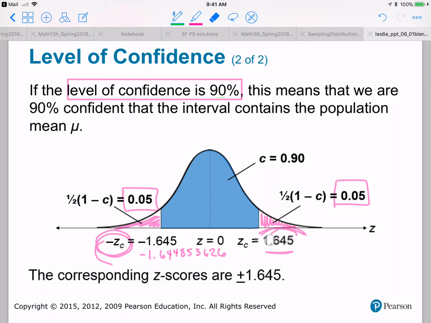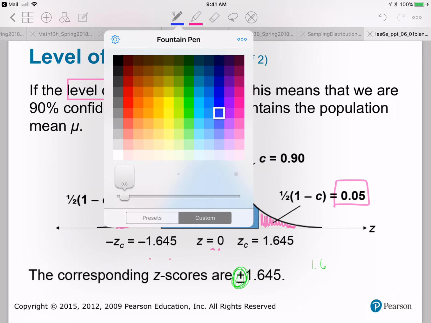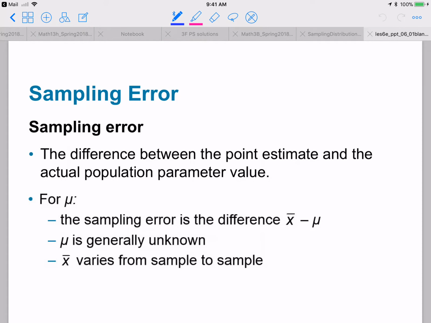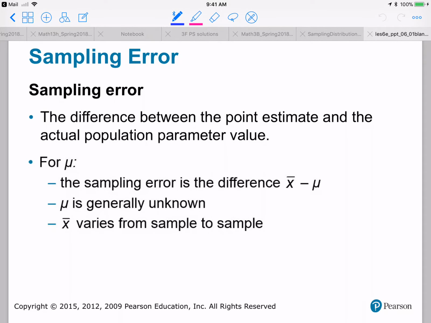Okay, so just in case you haven't seen this notation before, let me point out that this plus and minus means 1.645 and negative 1.645. So we always have two critical values when we're working with our confidence intervals. And again, we're going to use the critical values to determine how long our intervals should be, because the critical values are going to play into our margin of error, and the margin of error plus the point estimate together give us our confidence interval.